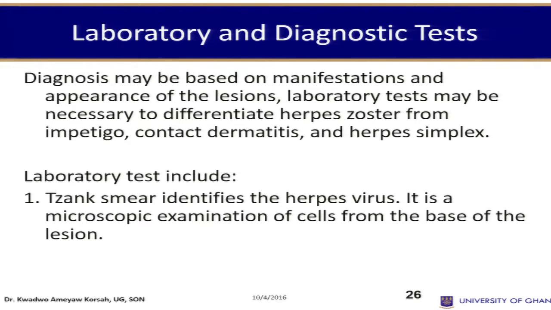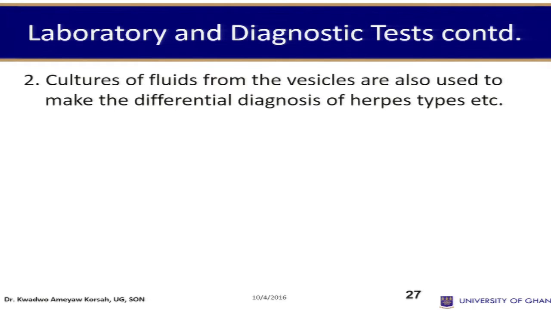So we are looking at the lab and the diagnostic tests. We have the Tzanck smear, which may be done by looking at the base of the lesions and taking some cells for examination, and then culture of fluids from the vesicles. These are also used to make the differential diagnosis of herpes types.